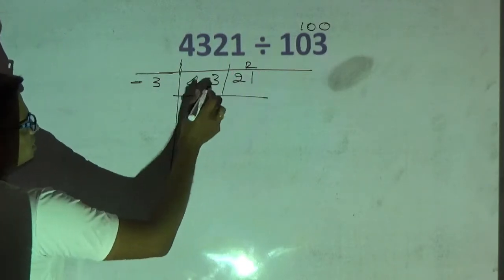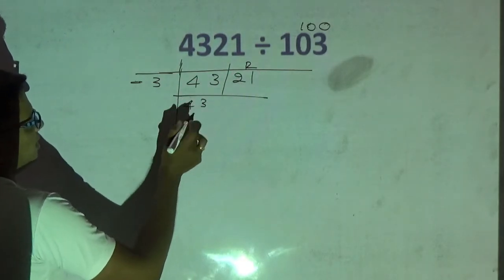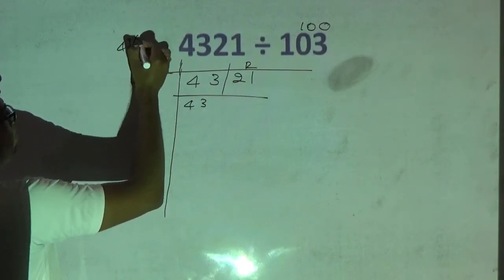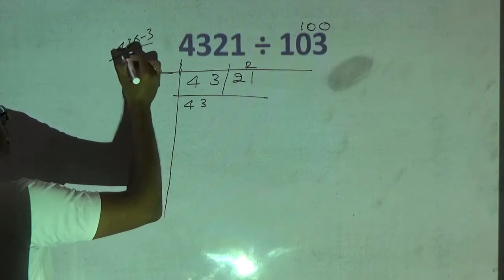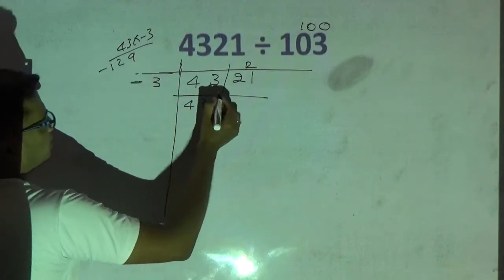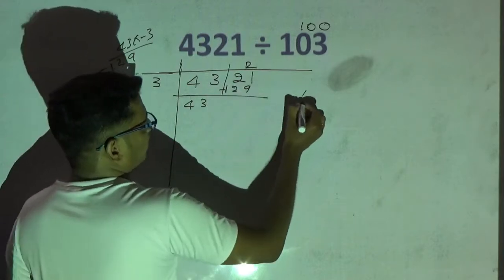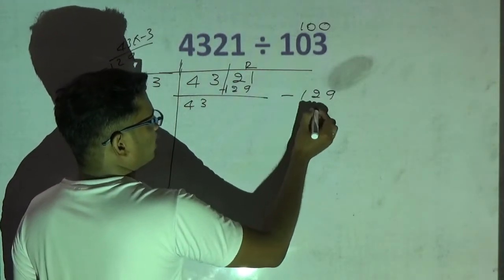The right part will be the remainder part. The leftmost digit you have to write as it is: 43. Now 43 into minus 3. 3 threes are 9, 4 threes are 12, so minus 129. I have to add minus 129 and 21.